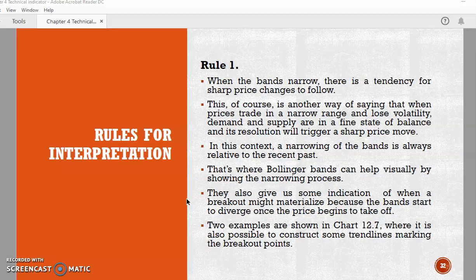Okay, there are certain rules in interpreting the Bollinger Band. First rule, when the band narrows, there is a tendency for sharp price changes to follow. Of course, this is another way of saying that when price trades in a narrow range and loses volatility, demand and supply are in a fine state of balance and its resolution will trigger a sharp price move. I will show you what is meant by these rules later.